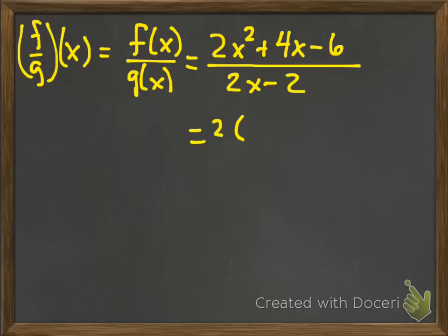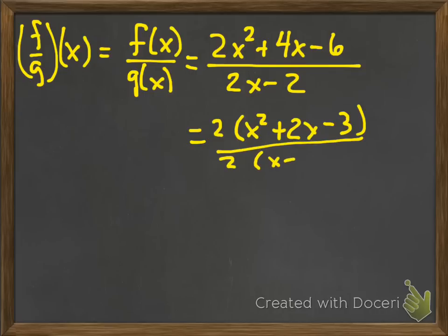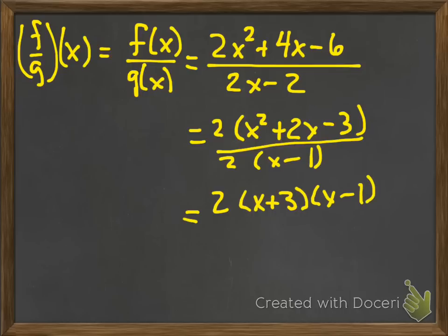Now, if you notice here, all the numbers on top are divisible by 2, so I'm going to go ahead and factor out a 2 first. We're left with x squared plus 2x minus 3. And then on the bottom, both of those numbers are divisible by 2, so I'm going to factor out a 2 there also. So 2, and I'll be left with an x minus 1. Now the x squared plus 2x minus 3, plus and minus means I can make parentheses of a plus and minus. Two numbers that multiply to give me a 3 and subtract to give me a 2 are 3 and 1. And 3 minus 1 is positive 2.